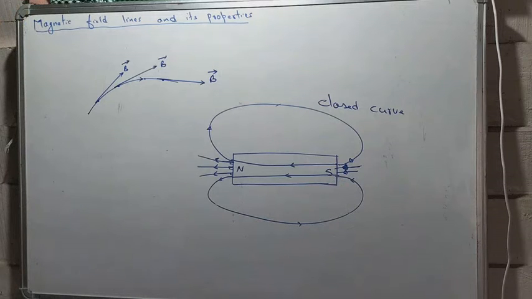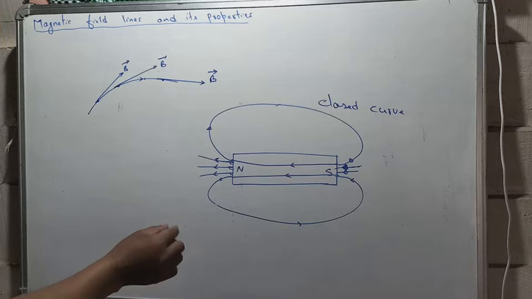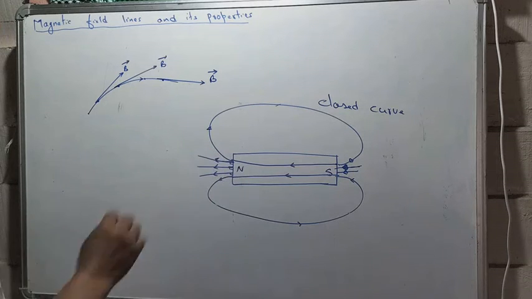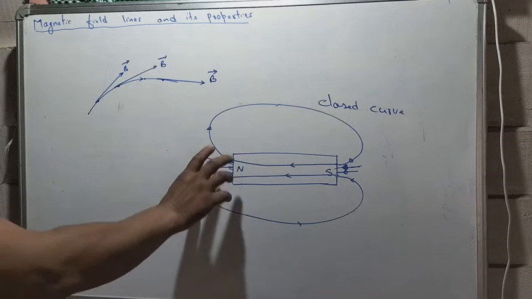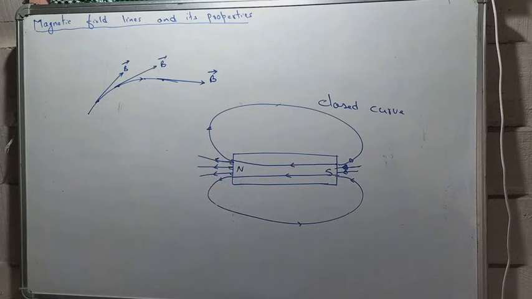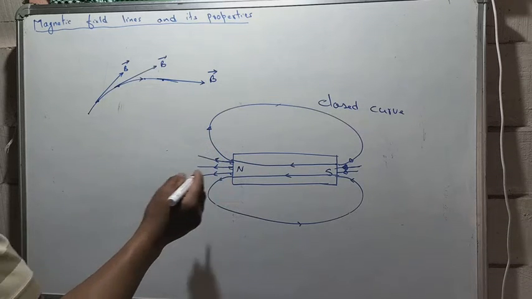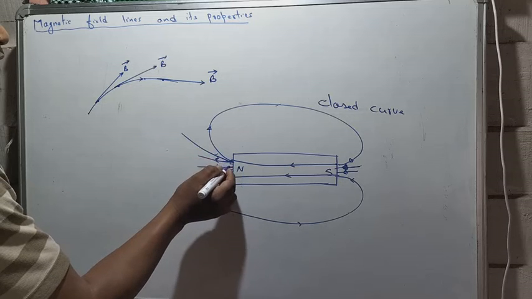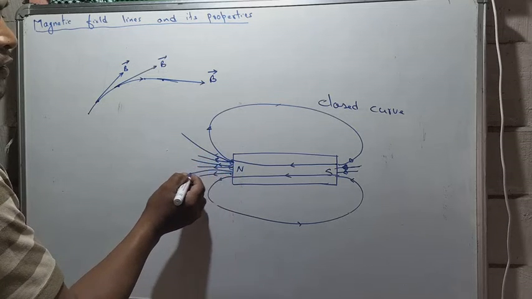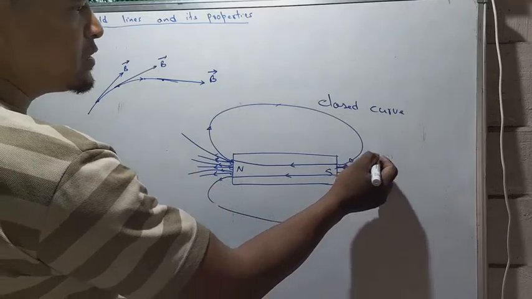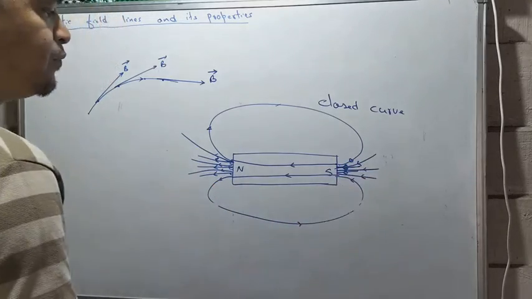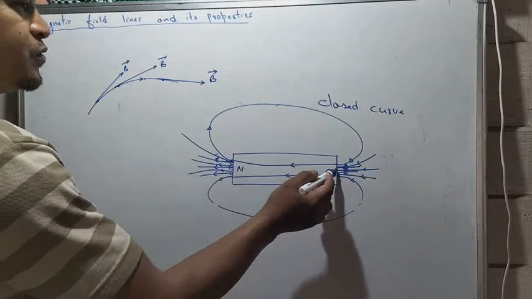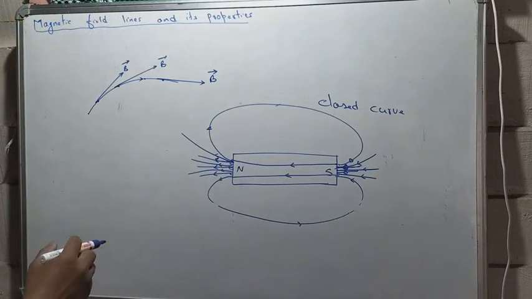Now, the fourth property is that the relative closeness of these lines gives you the strength of the magnetic field. If the lines are close to each other, then in that region the magnetic field is very strong. You will find here that at the north pole and at the south pole, the lines are very close to each other, which means at these two regions the magnetic field is very strong.